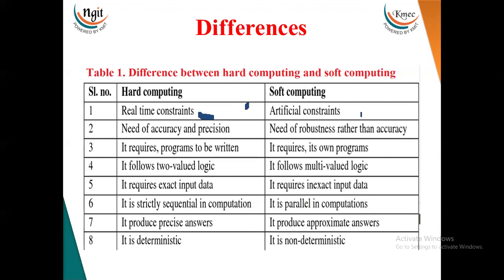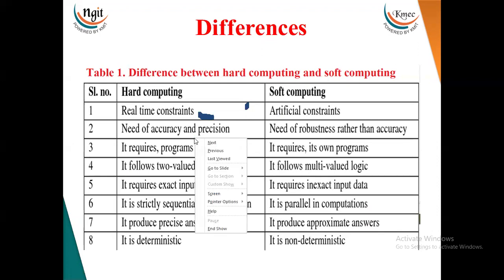Coming to the artificial constraints, you may not have a constraint which is fully defined or exact, or we cannot predict what the constraint will be. So this will be worked only with soft computing.